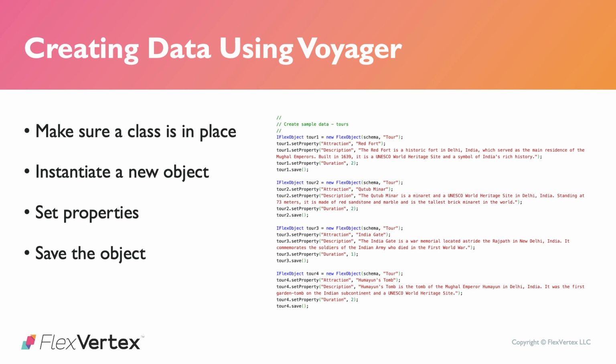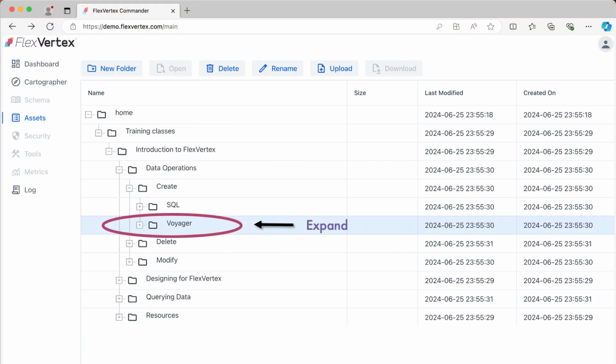Voyager is the simple yet innovative FlexVertex language that lets you carry out just about any data definition, manipulation, or query activity. We're starting this portion of the course with a Voyager example, because we'll be creating some sample classes and then populating them with data. Later, we can use SQL or REST to work with those newly created classes. You could also create your classes using any FlexVertex API. As before, follow the instructions on the next few slides to access sample Voyager data creation scripts.